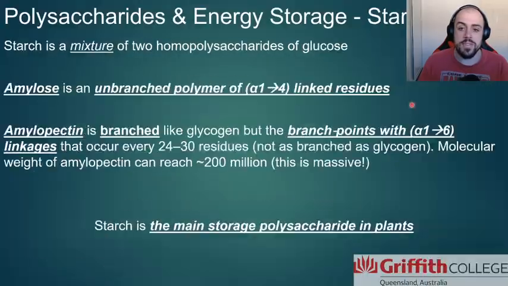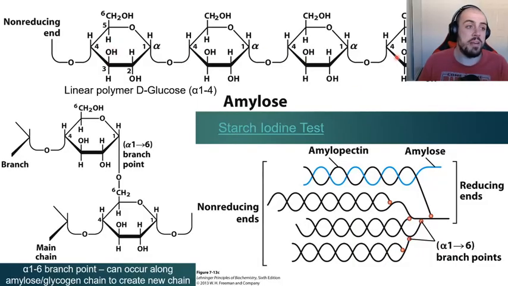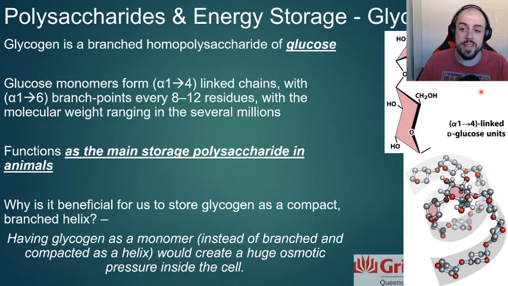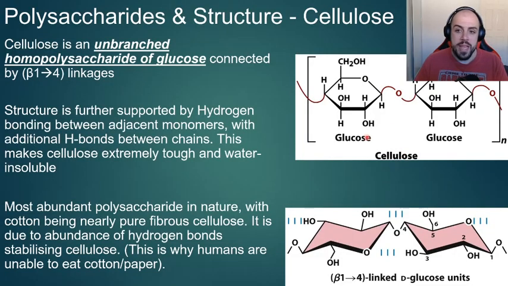Now, if it's alpha 1-4, easy, happy days. We make this as glycogen, and we use that as our short-term energy store in our body. Wicked. Beta 1-4? Nah, nothing we can do.